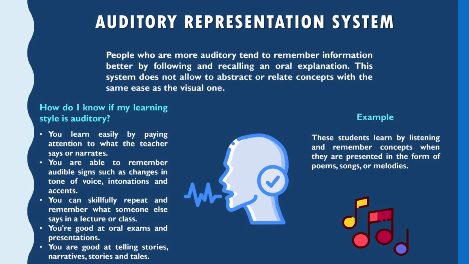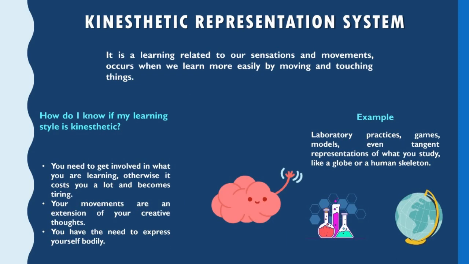For example, these students learn by listening and remember concepts when they are presented in the form of poems, sounds, or melodies. And finally, the kinesthetic representation system. It is a learning related to our sensations and movements, and occurs when we learn more easily by moving and touching things. How do I know if my learning style is kinesthetic?